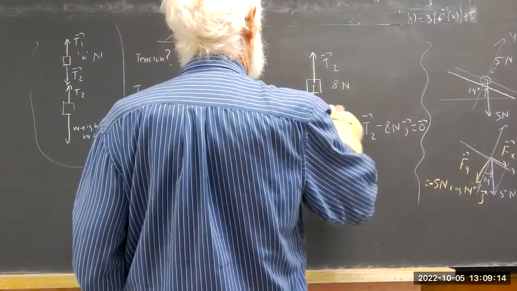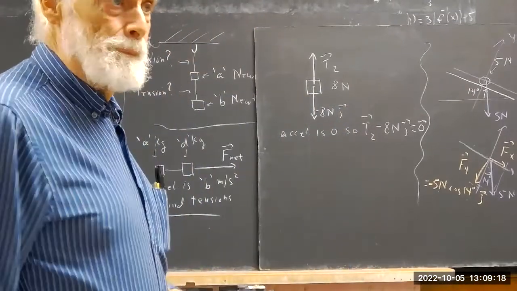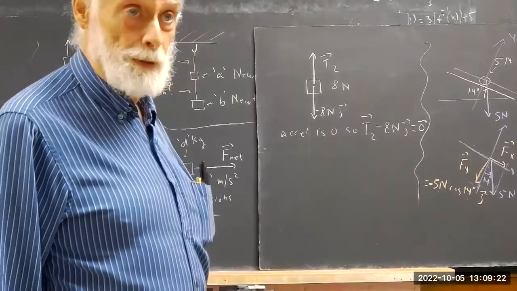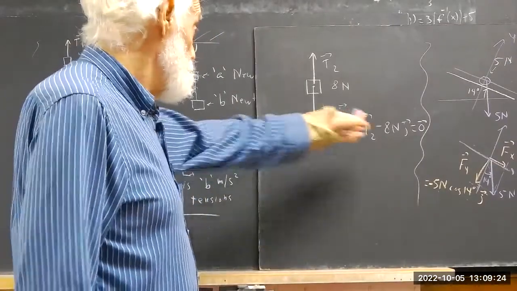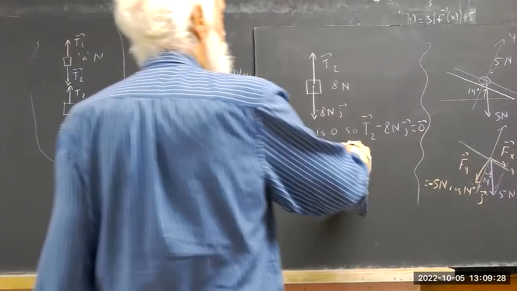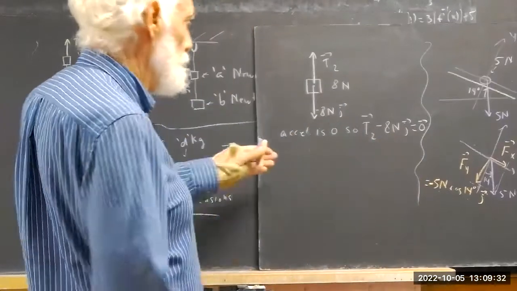So I'm going to write this as negative 8 newtons times J vector. You might write it as negative 8 newtons. My lab might have done that. Okay. I'm going to do this just to be totally explicit about it. So the tension T2, this vector minus this vector has to equal the 0 vector because the acceleration is 0.